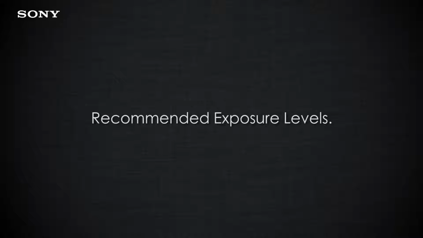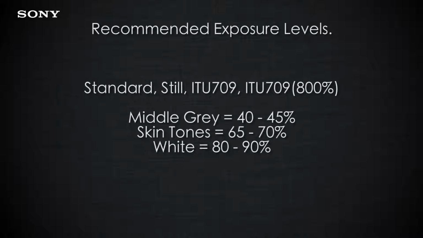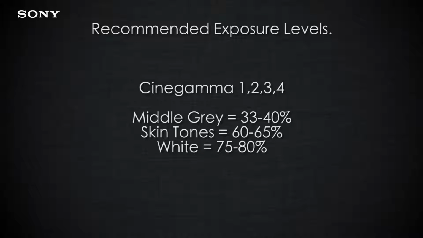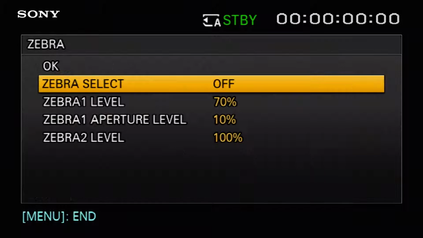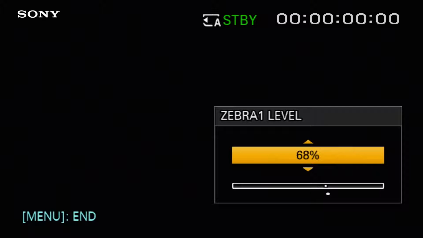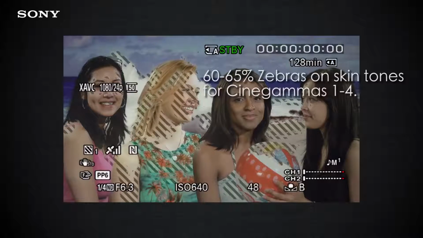If you're using the ITU-709 base gamma curves, then you'd normally expose skin tones at around 70%, and middle grey will be around 41%, with white between 80 and 90%. If you're using the Cine Gammas, it's worth noting that they are designed to be graded, and as a result they should be exposed a little bit darker to get the very best highlight range and highlight roll-off. I find that when using the Cine Gammas, they work best if you expose skin tones at between 60 and 65%. That's around about 1 stop darker than you'd expose the conventional gammas.